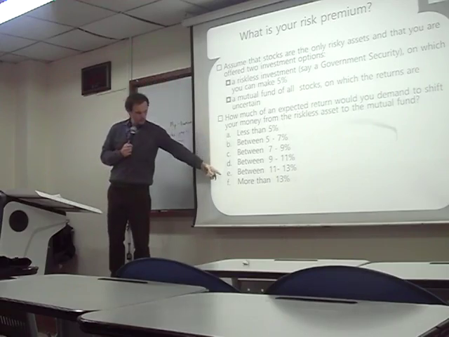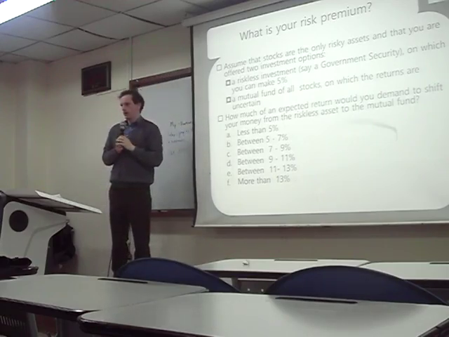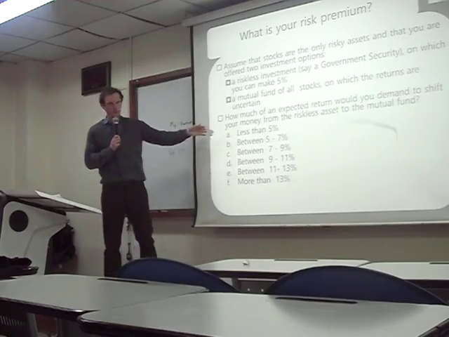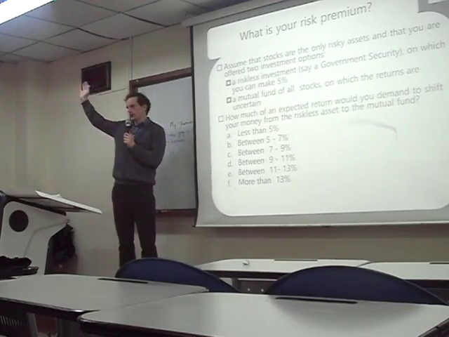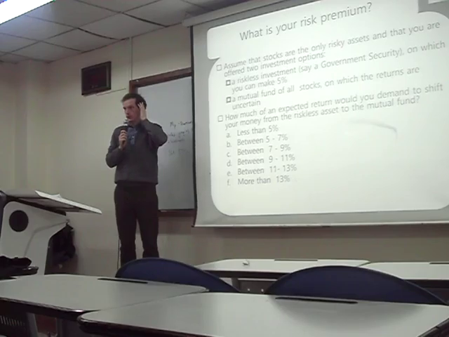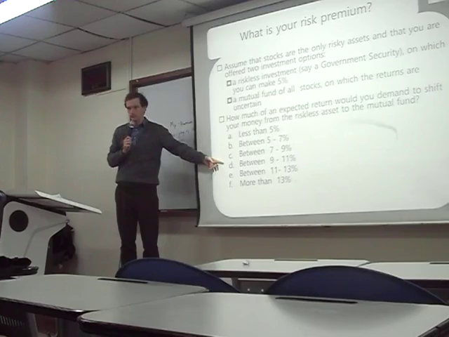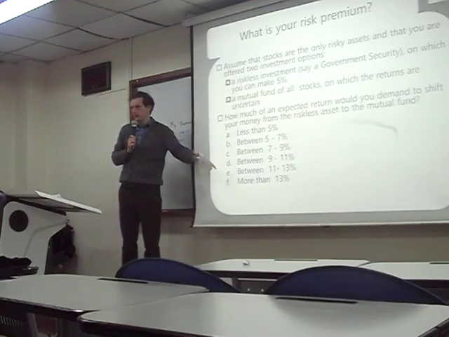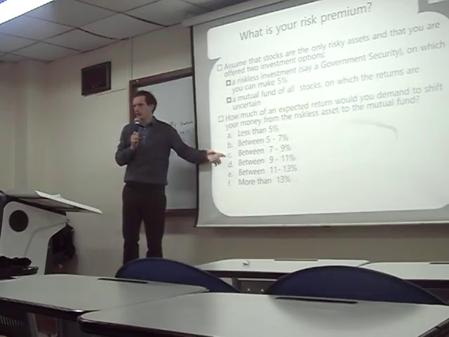Okay, so let's have a show of hands. Who says A, less than 5%? Okay, who says B, between 5 and 7%? Who says C, between 7 and 9%? This is extra, right? So total is 12%. Between 9 and 11%? Between 11 and 13%? More than 13%? Okay, not a lot of people put up their hands, so let's try again.